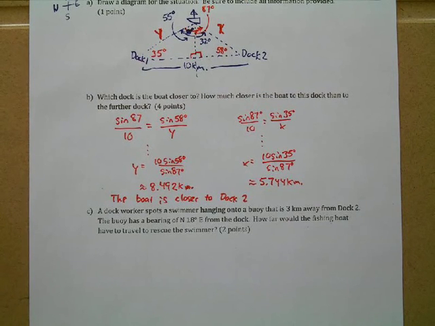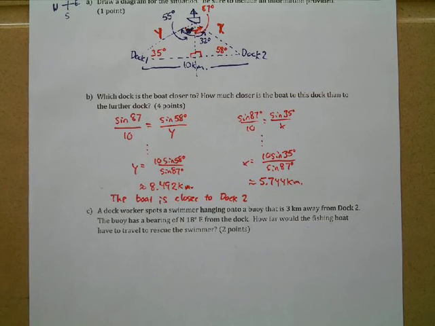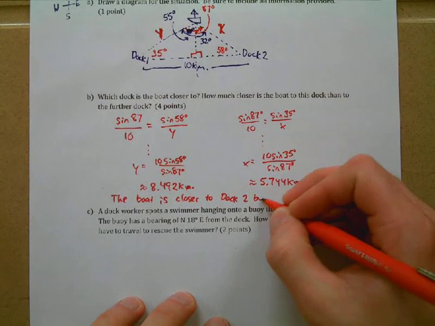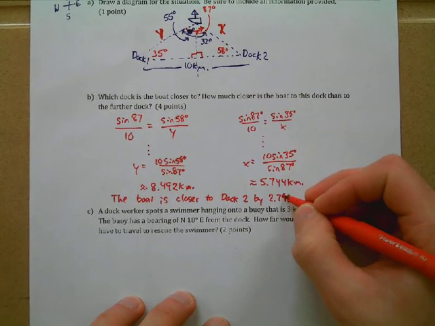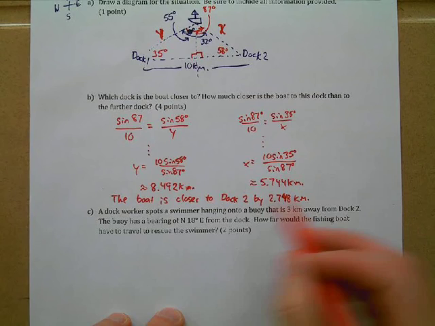Yeah, exactly. Just subtract 8.492 minus the 5.744. So, by 2.748 kilometers. The boat is closer to dock 2 by 2.748 kilometers. Questions on any of that?